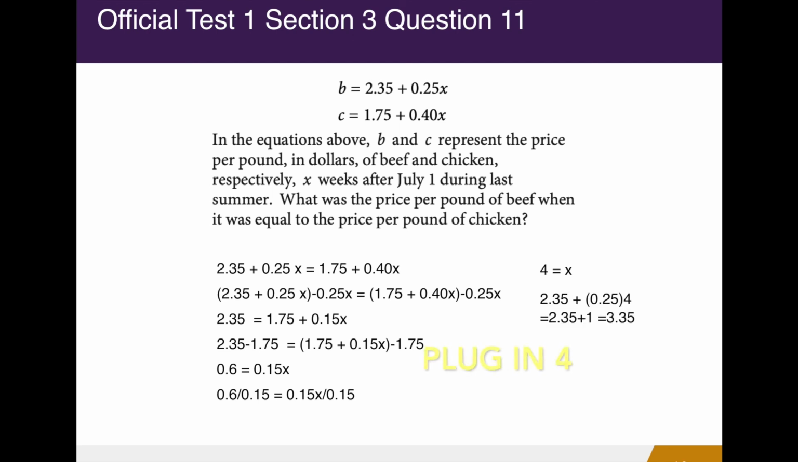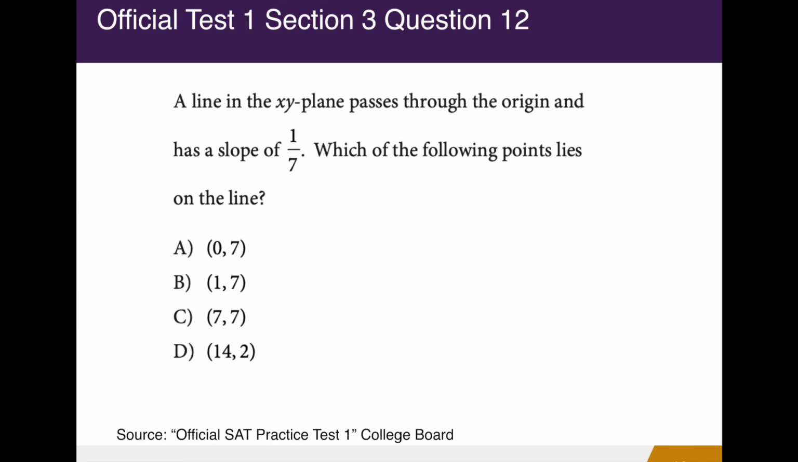And then we plug in 4. 2.35 plus 0.25 times 4. 0.25 times 4 is 1. So that is 2.35 plus 1 equals 3.35. The answer is D. Last question, question number 12.